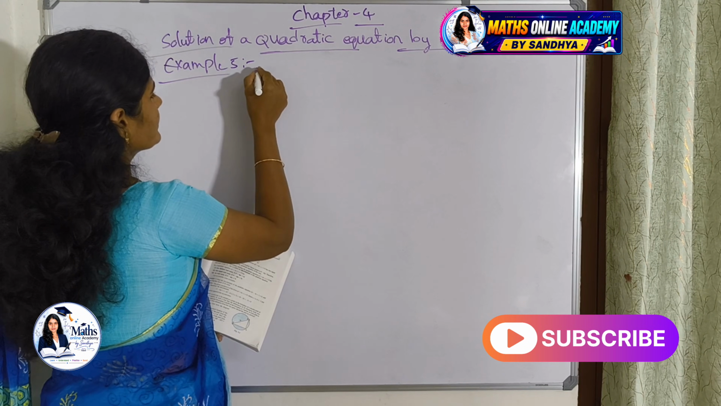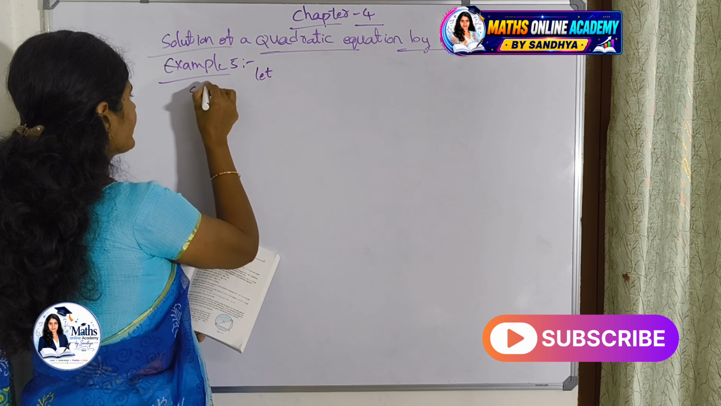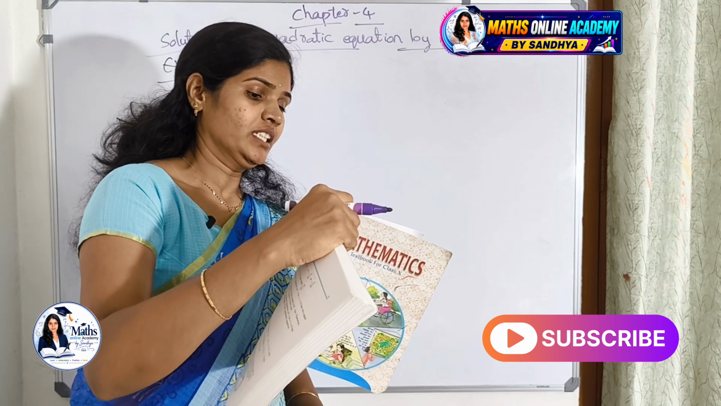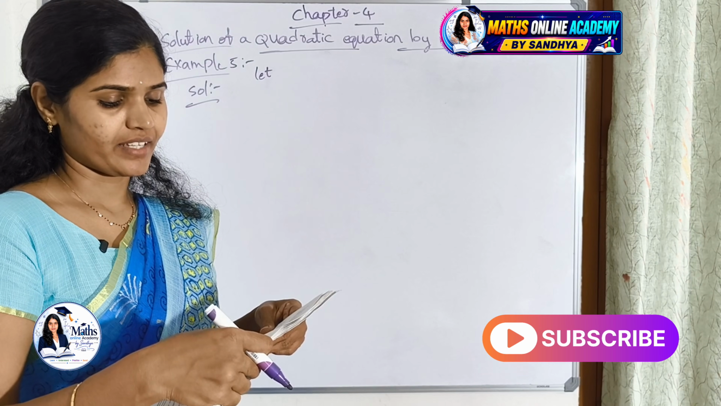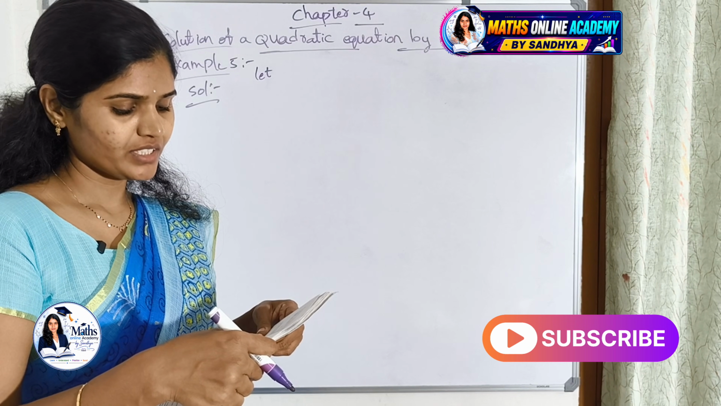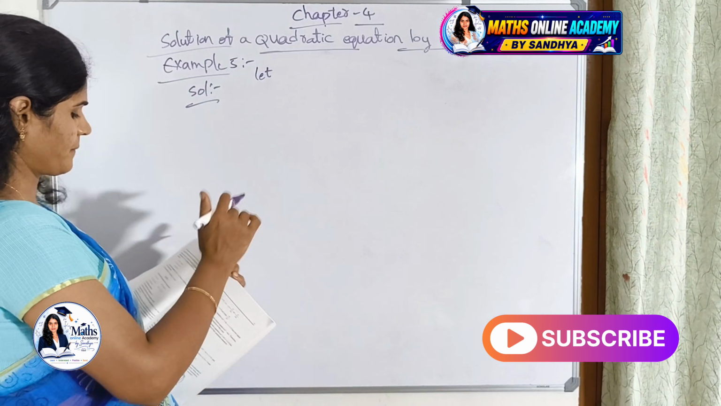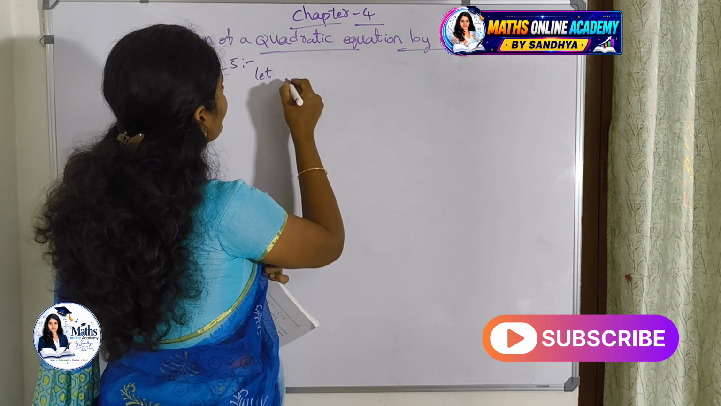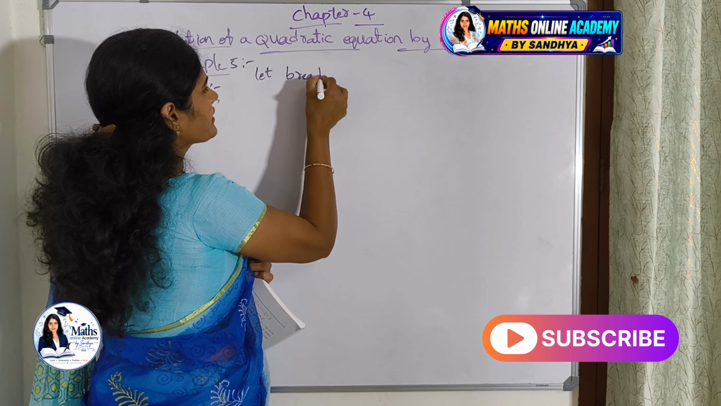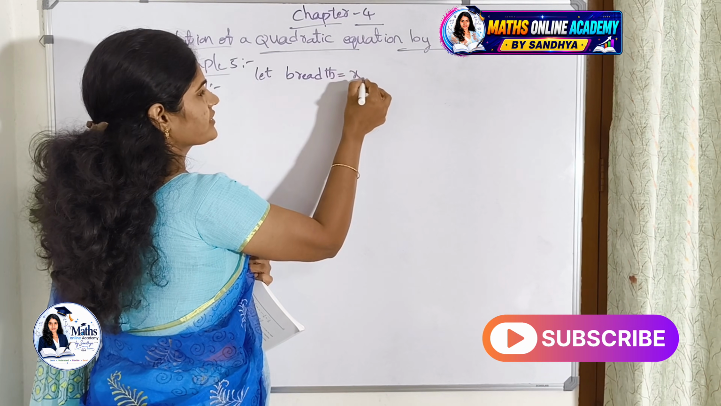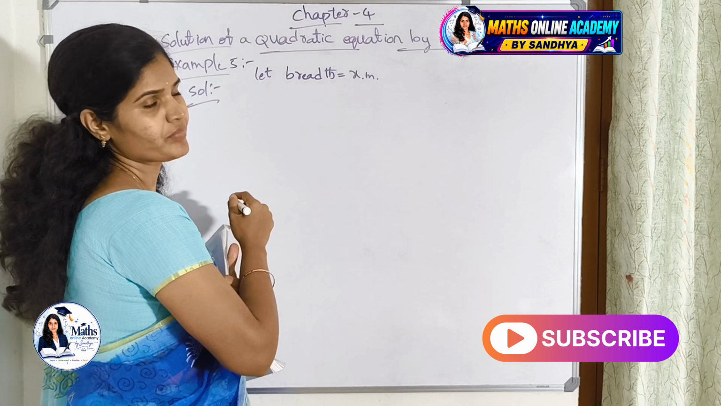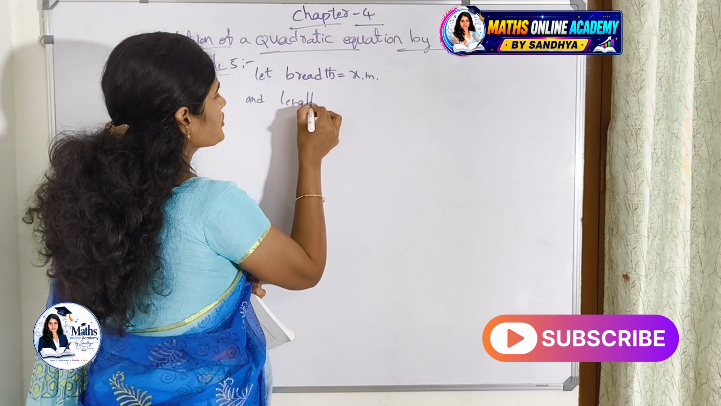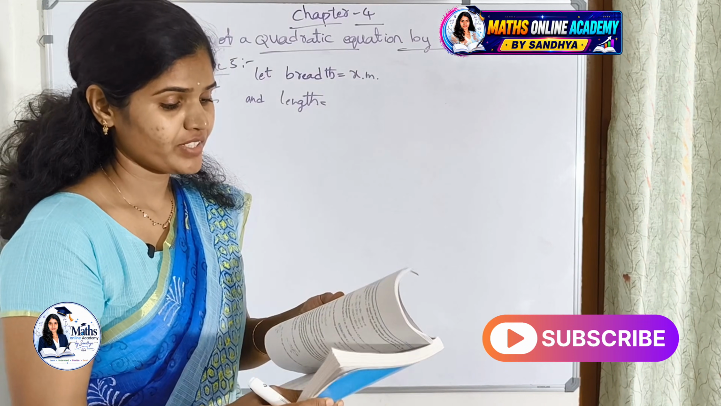Solution. There we don't know the breadth and length, but we know the area of the rectangle. Let's find out the length and breadth. Let breadth equal x meters, and length equal to what they mentioned. See the question first.